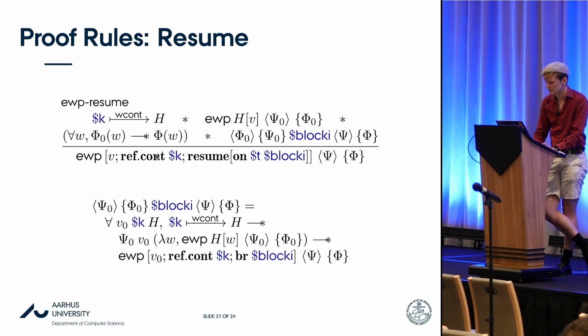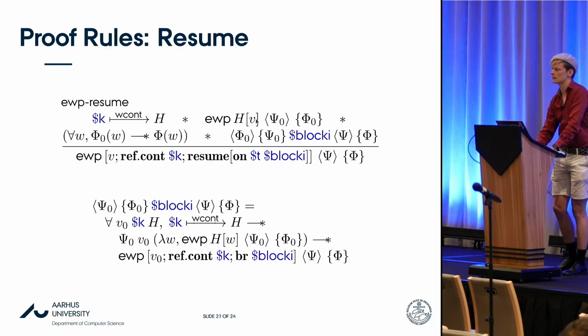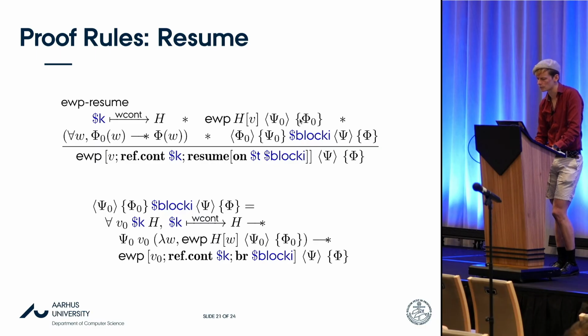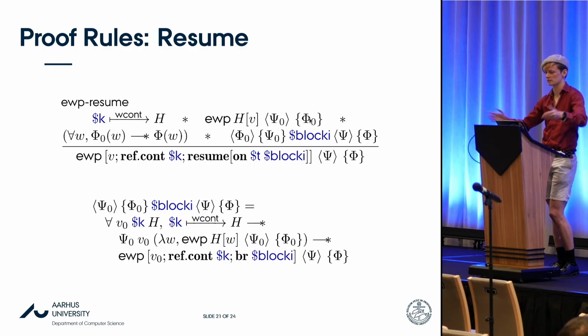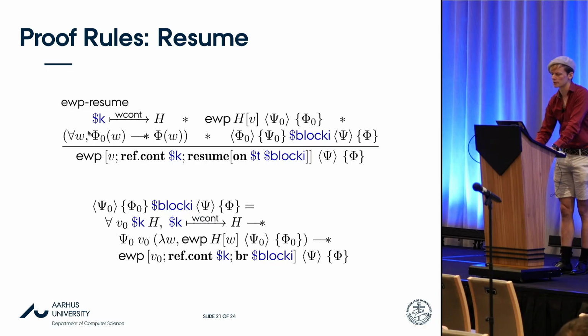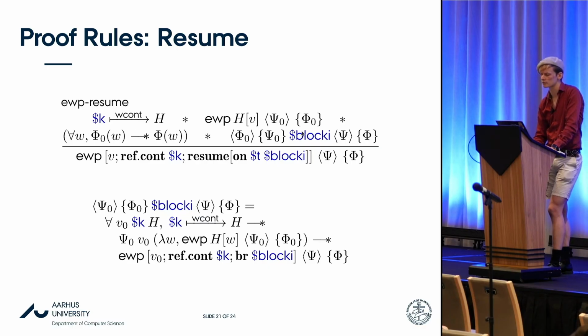What's happening here is I'm trying to resume a continuation K with payload V. I have to have a continuation resource corresponding to this continuation. I need to know that what is inside my continuation can be run safely. That's this weakest precondition. If this ever terminates, that's the normal termination case of my continuation running, I need to show that the postcondition here from this premise will imply what I want here.